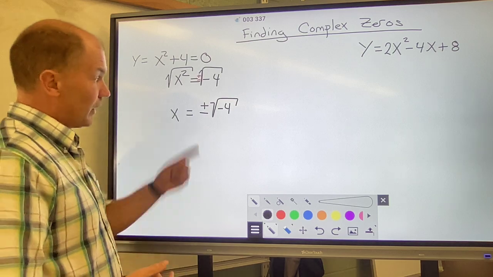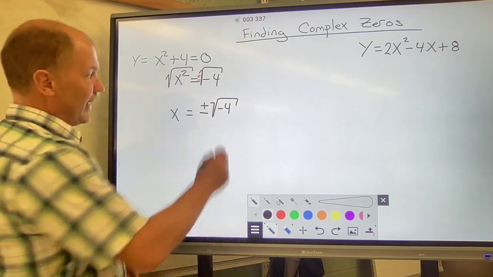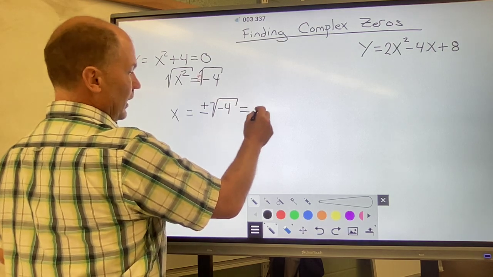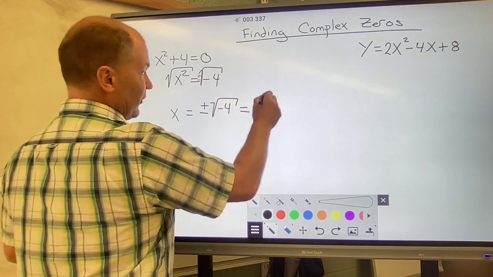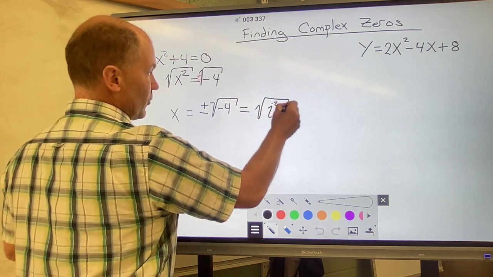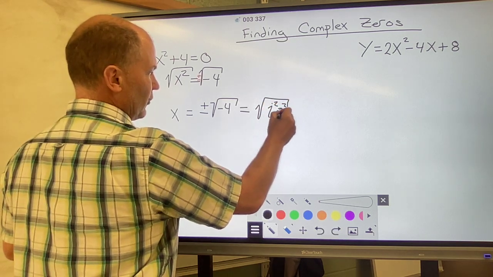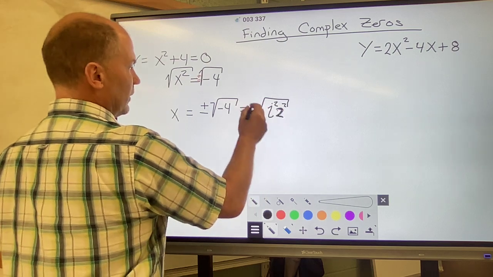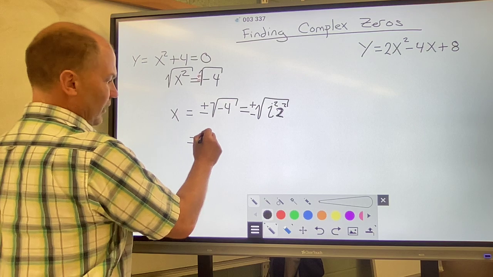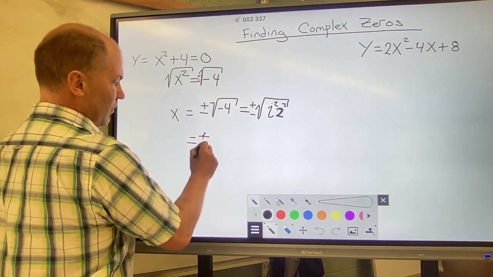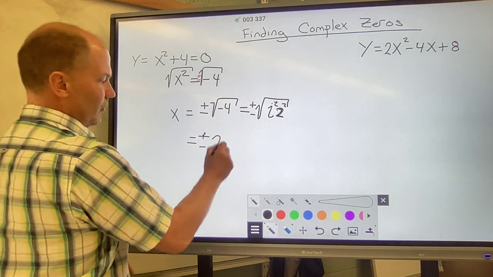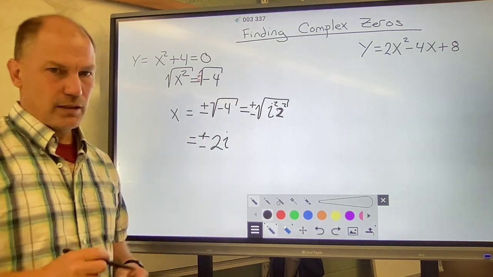At which point, you need to look at the -4 and go, hey, this can be rewritten as i squared times 2 squared. That's a 2, that's a 2. 2 squared, plus or minus. So the answer really is plus or minus 2i.